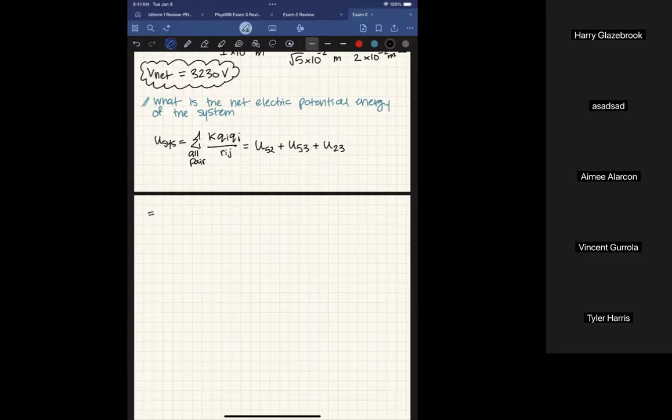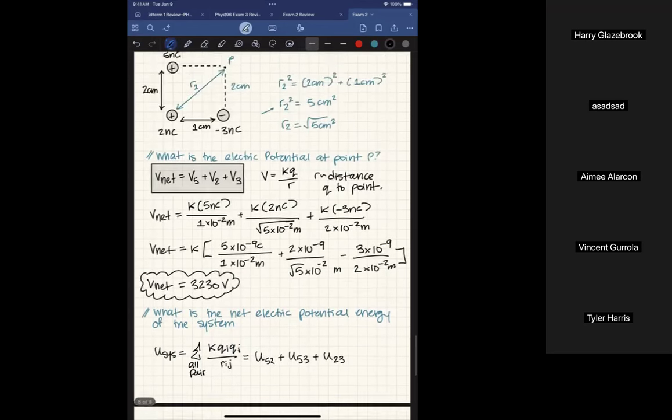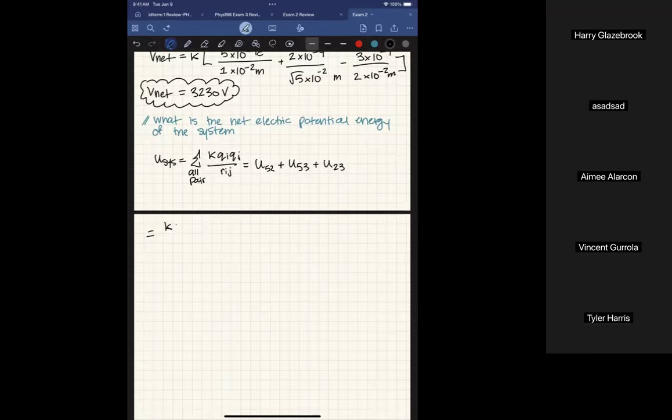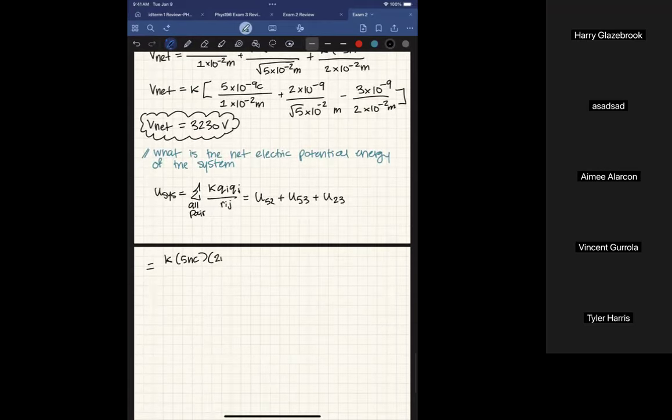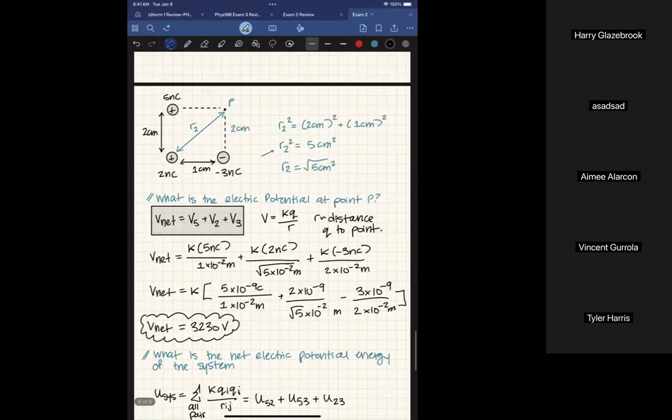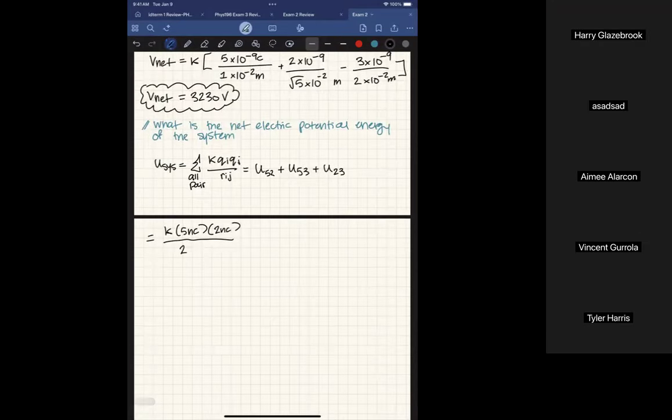So what that looks like is, for the electric potential energy between 5 and 2, that's going to be K, charge 5, which is 5 nanocoulombs, and 2 nanocoulombs. And then that's going to be divided by the distance between them. So that's going to be R between 5 and 2, which is 2 centimeters. So 2 times 10 to the negative 2 meters.